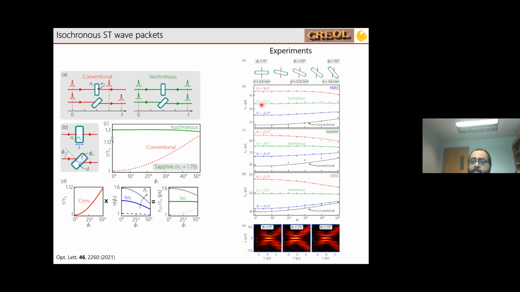And we've done that in media with refractive indices extending from 1.34 for magnesium fluoride all the way to about 2.3 in zinc selenide. So it's a very ubiquitous effect. So that's at the level of going through a single medium.